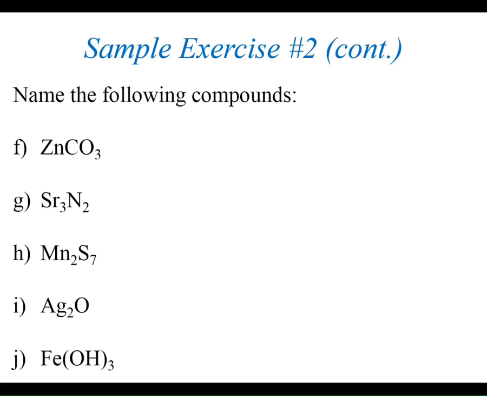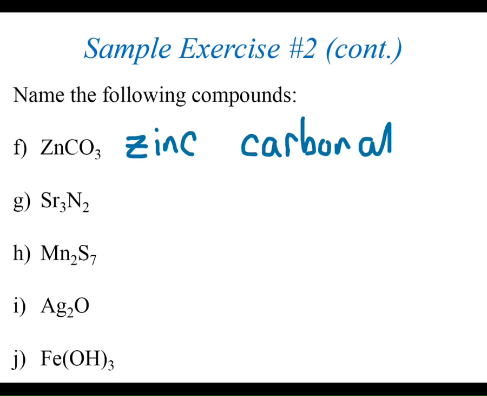Okay, I'll do them fairly quickly because I hope we're kind of getting it. Zn is zinc. Does zinc need a Roman numeral? No, it's in the magic triangle. What's CO3? Carbonate. Zinc carbonate. Perfect. Sr. Strontium. Does strontium need a Roman numeral? No. Why not? It's in group 2. It's always the same.